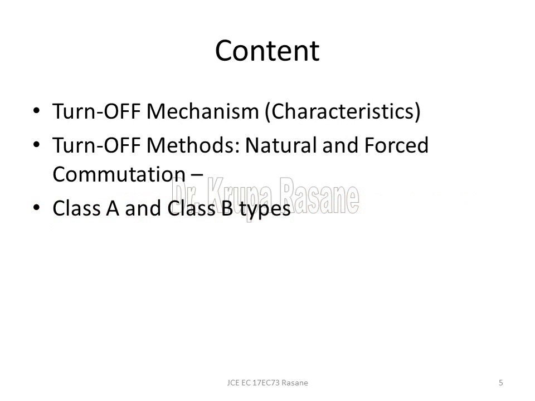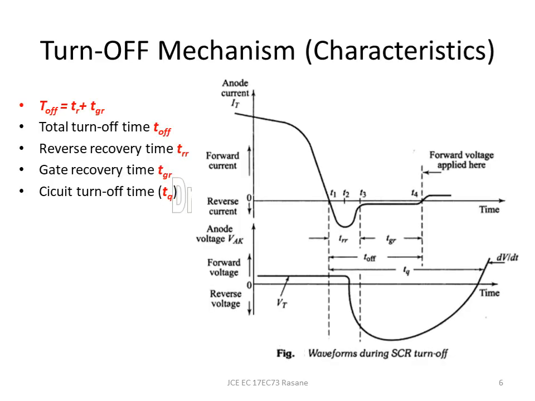We'll be starting with the turn-off mechanism, the characteristics of an SCR. We have already seen the turn-on mechanism of SCR, which consists of TD plus TR plus TS, that is the turn-on time. So let us see what happens when you turn off an SCR, and also what natural and forced commutations are, and the classes, class A and class B types of commutation of thyristors. So this is the turn-off mechanism, or the switching characteristics of the thyristors, when switching off.